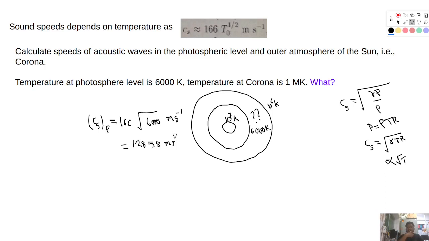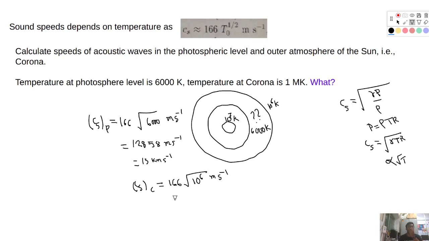Give me some seconds. Yeah, so this is meters per second. If you go from meter to kilometer, it will be around 13 kilometers per second, right? So around that. Now eventually if you go to the corona, Cs at the corona will be 166 times root over 10 to the power 6 meter per second.